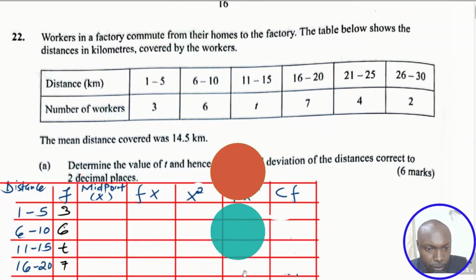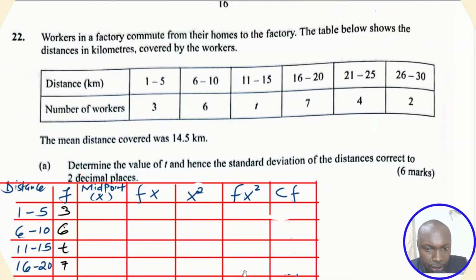Part A of the question. Determine the value of t and hence the standard deviation of the distances correct to 2 decimal places. So there are two questions here in one. First is determine the value of t, then hence the standard deviation. What are we given? We are given the mean distance.